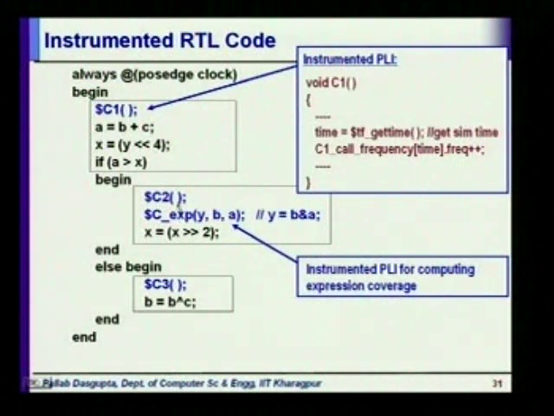So similarly, you can have C2, C3, etc., and you can also have PLI for computing expression coverage sitting inside that. So for example, we had y equal to b and a here. You might be interested in finding out how many times was b 1, how many times was a 1, right? And based on that, you compute the expression coverage of that. Now, typically, what happens is that most of the simulators that are commercially available today support what are called callbacks.